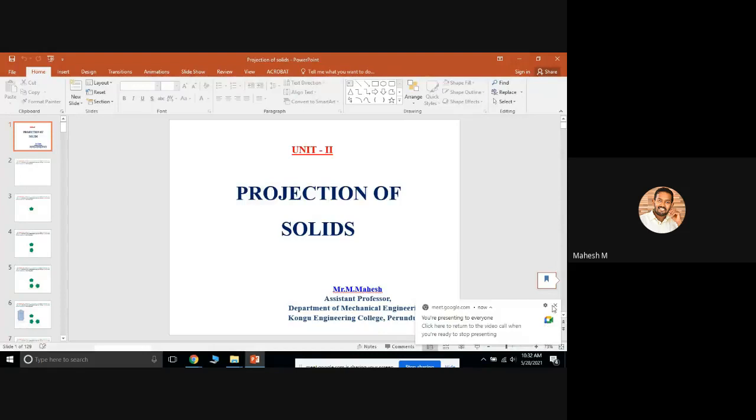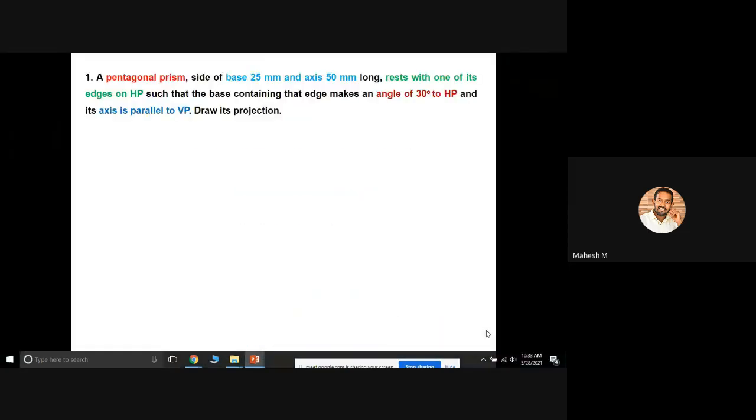I'm going to use my PPT. It's the same PPT we already saw. Now please have a look at this problem. A pentagonal prism. It's the same problem we already saw, the one you submitted as homework. A pentagonal prism, a side of base 25 mm and axis 50 mm long, rests with one of its edges on the HP, such that the base containing the edge makes an angle of 30 degree to HP.